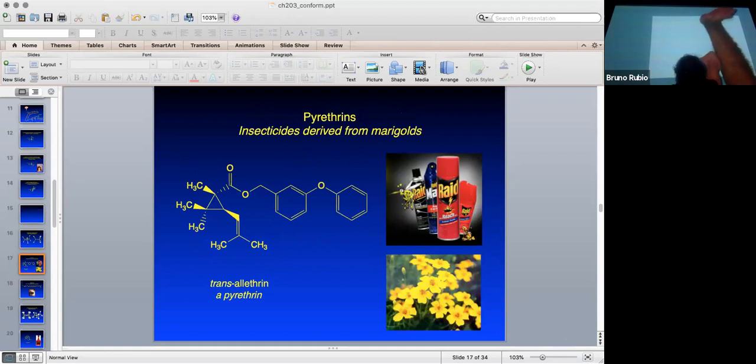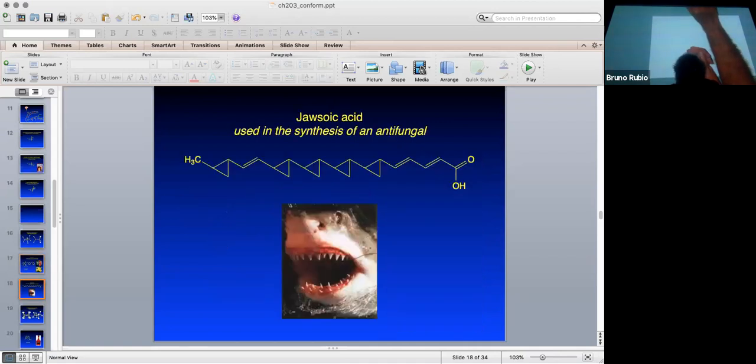Destabilized or not, cyclopropanes occur very frequently in nature. We see the cyclopropane moiety over here. This is a pyrethrin, an insecticide. These are pictures of a marigold. They have this insecticide in them. So even though the three-membered ring is very strained, nature has no trouble making them. And they're pretty easy to make in a lab.